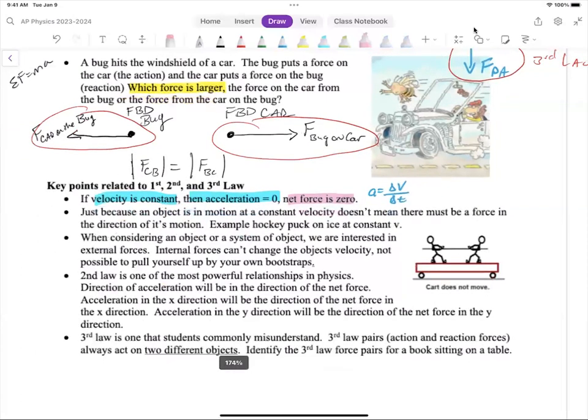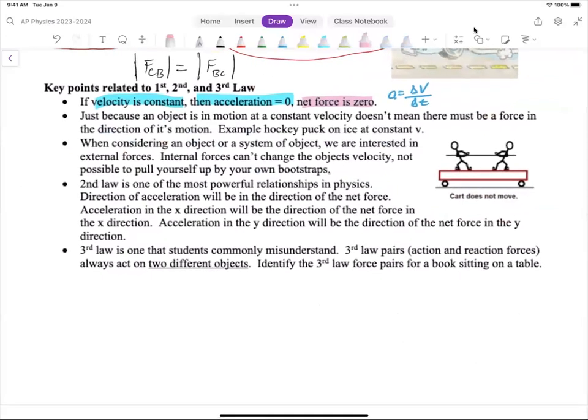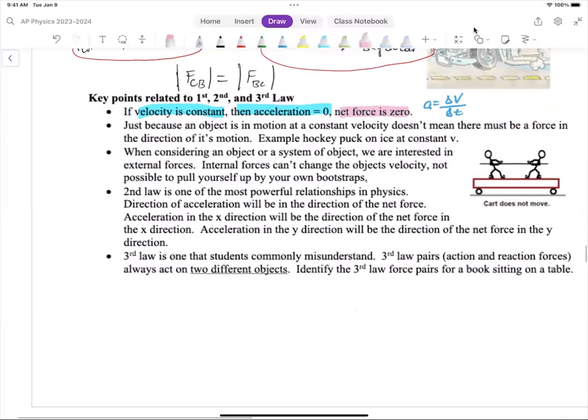Now, just because an object has constant velocity does not mean there must be a force in the direction of its motion. I'll give you an example. Here's a hockey puck on ice. In other words, it's frictionless. It's traveling with a velocity of 1 meter per second, and its acceleration is 0. In other words, the velocity is constant. If I drew a free body diagram, let's say the velocity is to the right. I have force normal and force of gravity acting on the hockey puck.